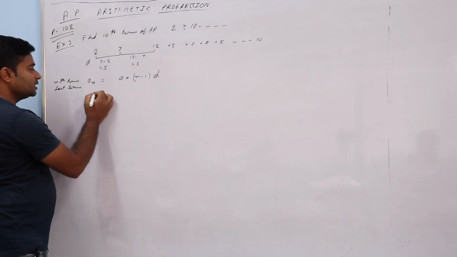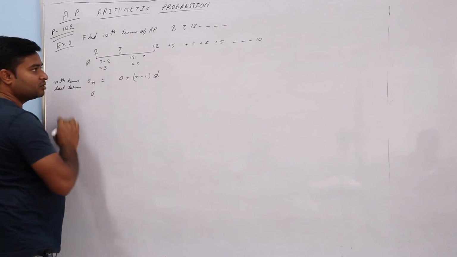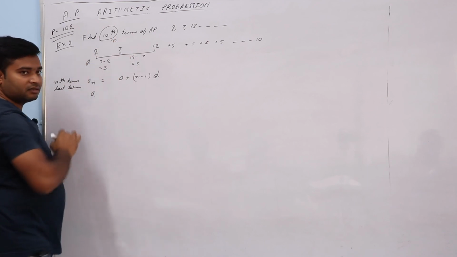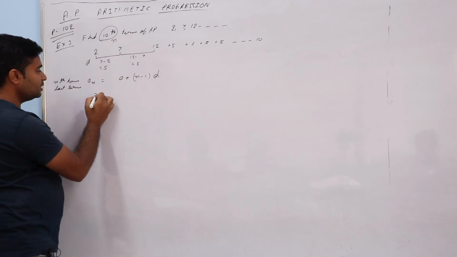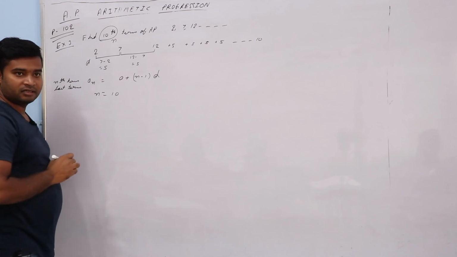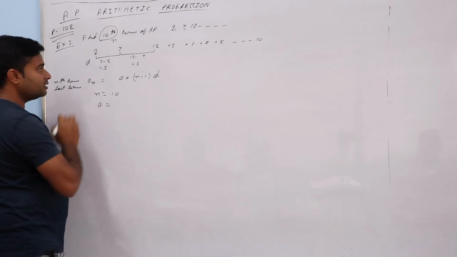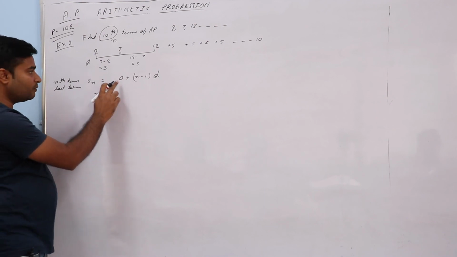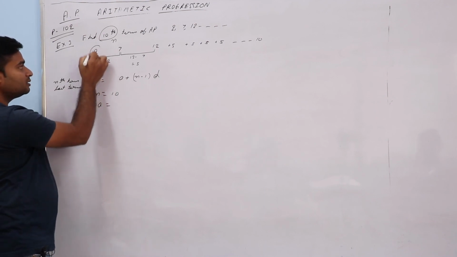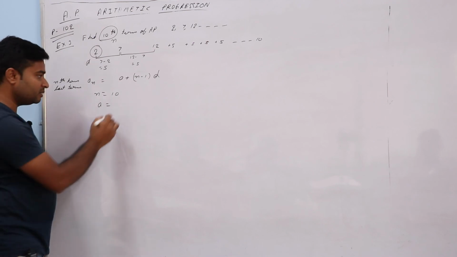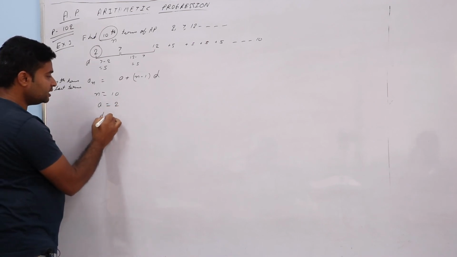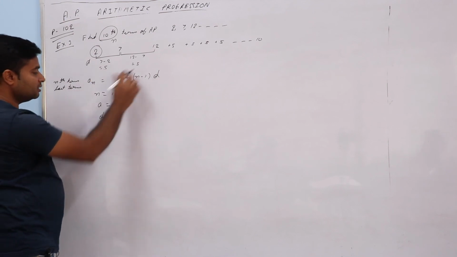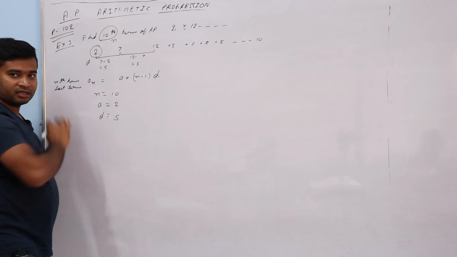So n is equal to how much? Which term you should find? This is your n, so n is equal to 10. A is the first term. What is the first term? 2. The first term is 2. Then D. What is your D? D is 5, sir. Getting how to get all the values?